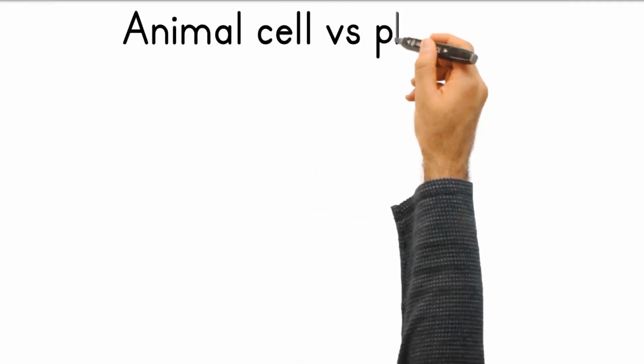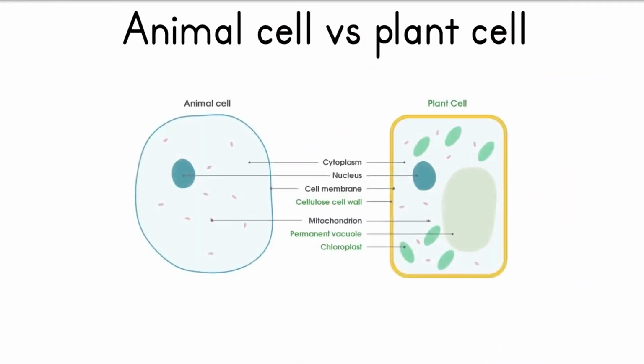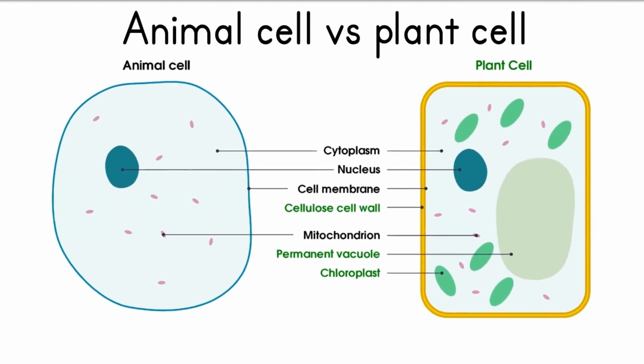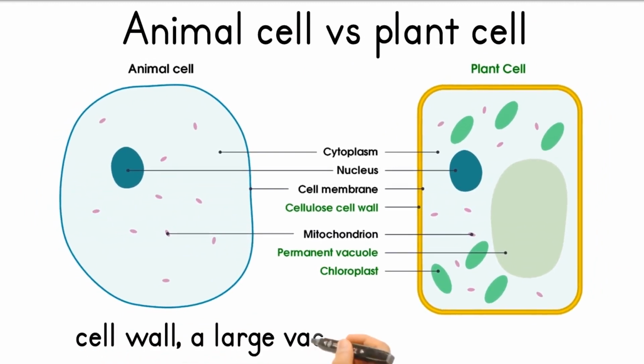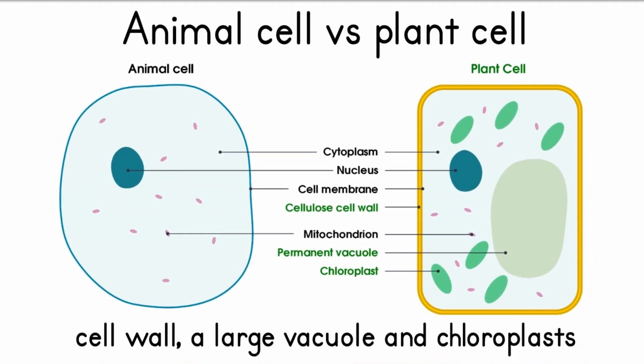Animal cells versus plant cells. There are three main differences between plant and animal cells: the presence of the cell wall, a large vacuole and chloroplasts.